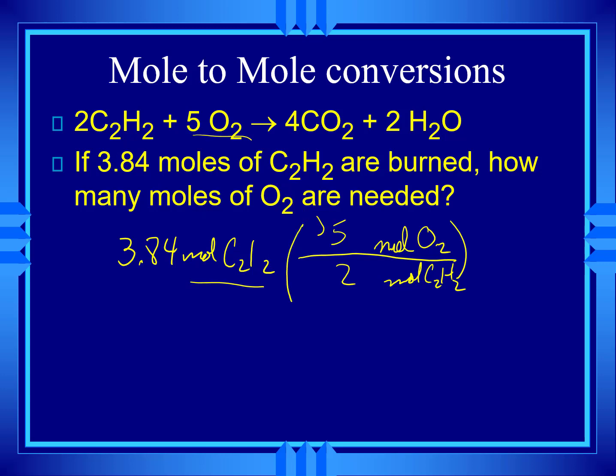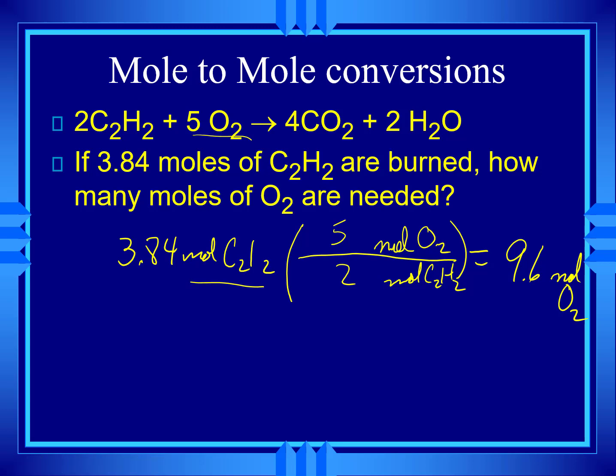So those are my coefficients. I've built my conversion factor. So now all I have to do is push buttons. 3.84 times 5 divided by 2 is 9.6 moles of O2. Pretty straightforward. Just take the numbers out of the equation.